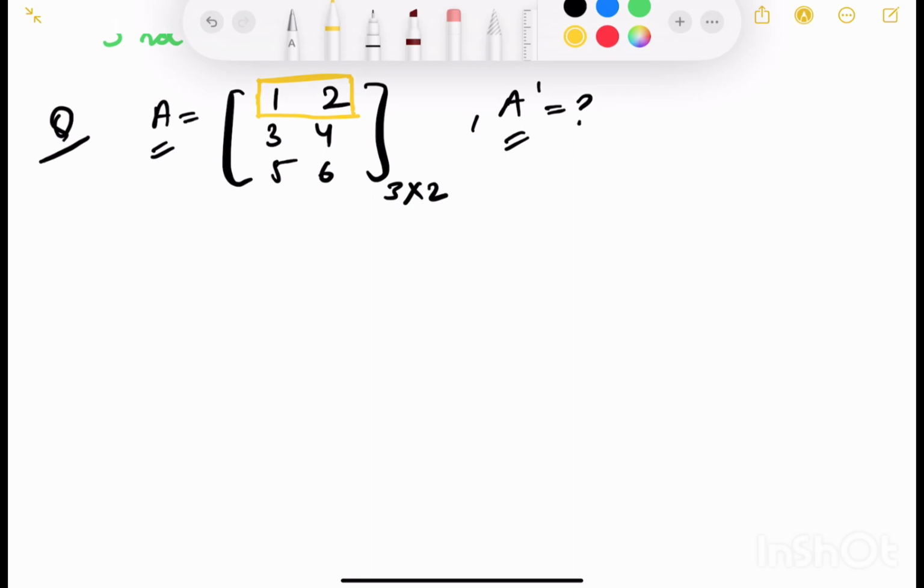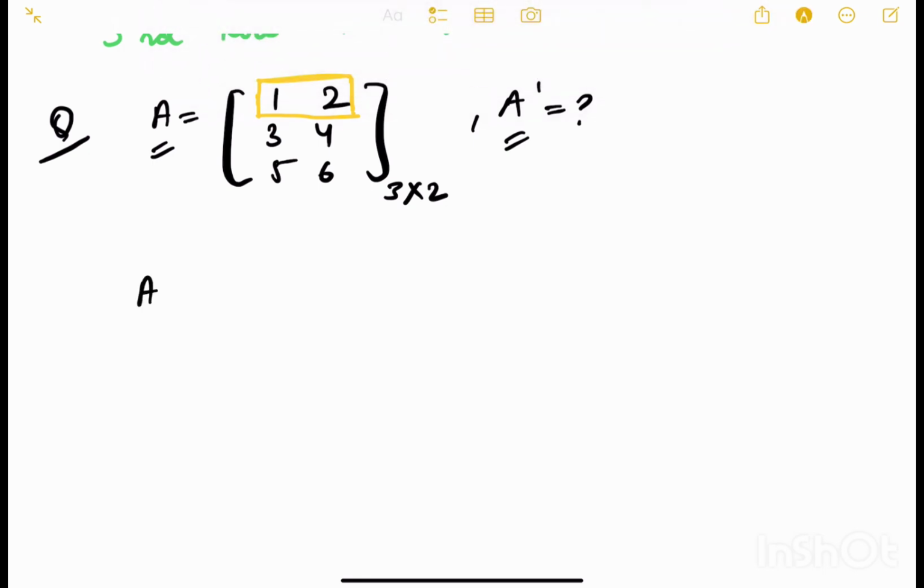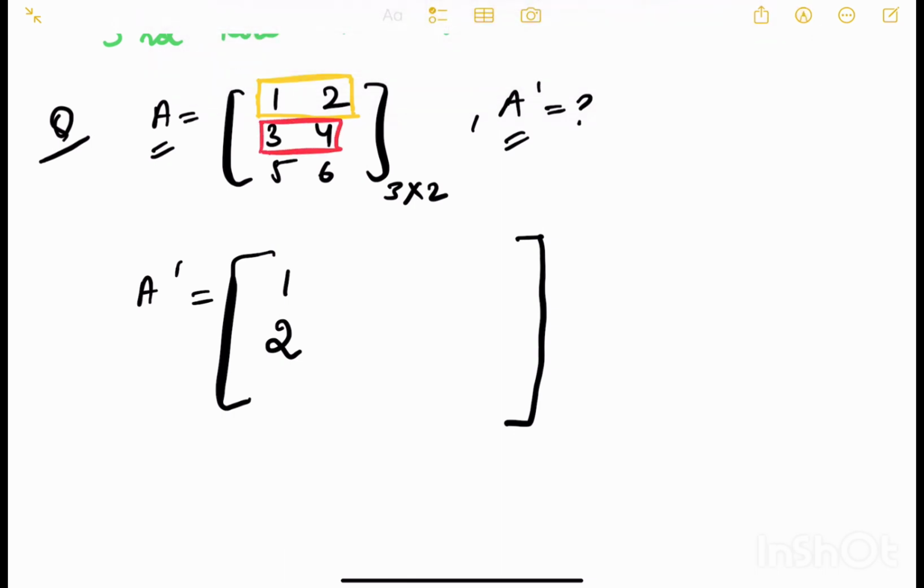So my first row is 1, 2. I will write it in my resultant matrix like this. My first row is 1, 2, so I will turn it into my first column in the resultant matrix, that is the transpose. Now let's focus on the second row. It is 3, 4. So in my resultant matrix, it will be 3, 4. Now what about the third row? It is 5, 6. So I will turn it into my third column of my matrix, that is 5 and 6. Again, for the sake of completeness, what is my order? It is 2 cross 3, which is nothing but the order which we get when we interchange the orders.